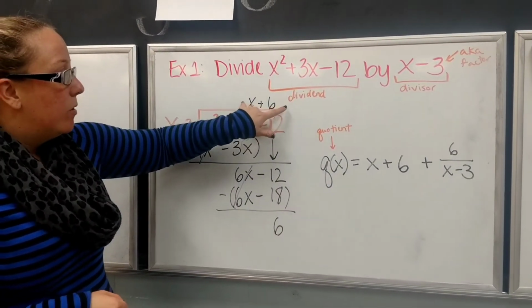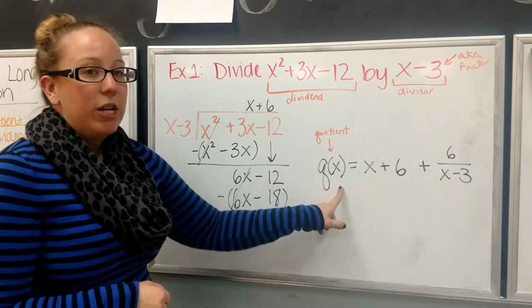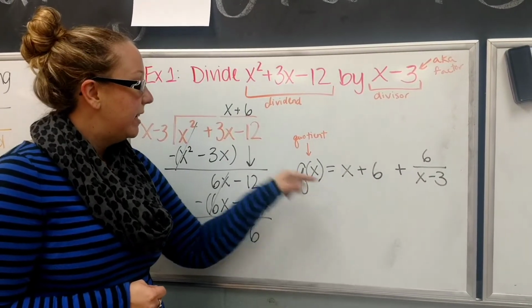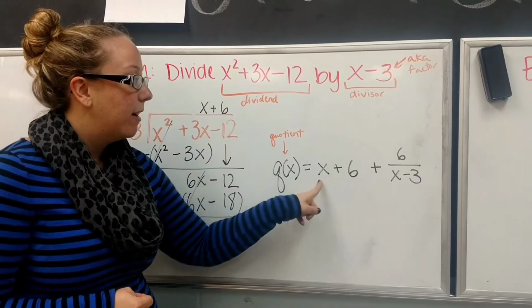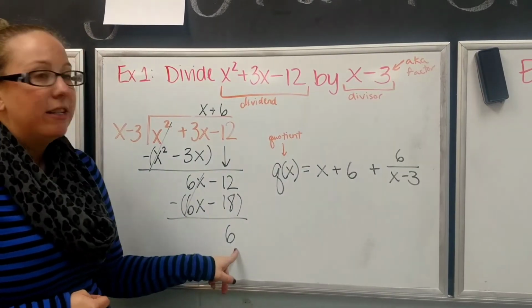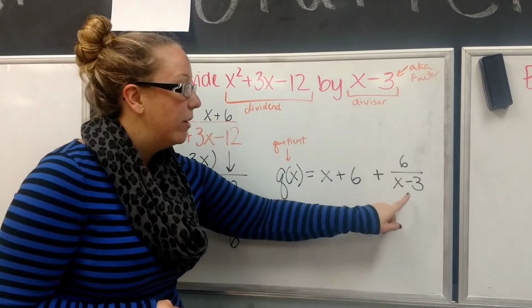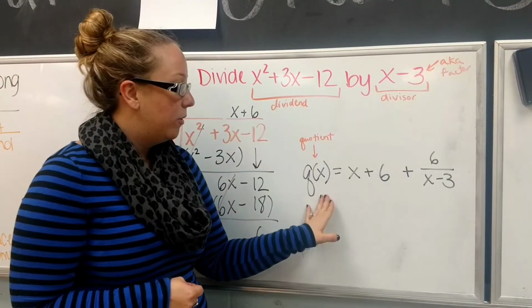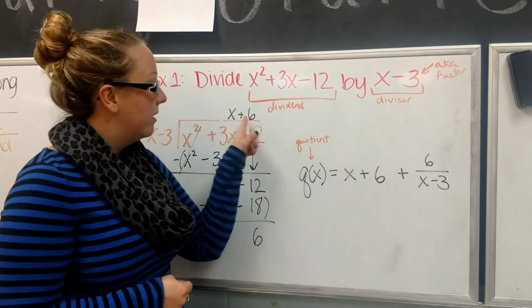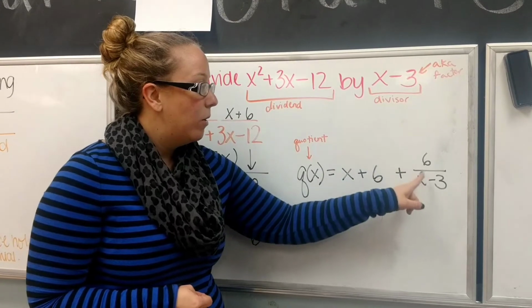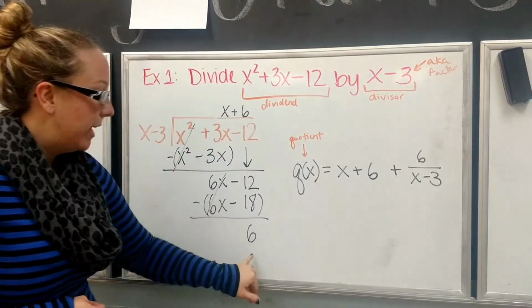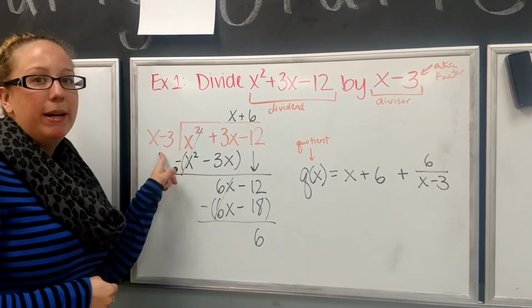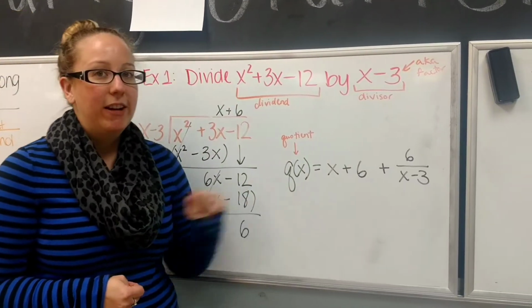So like I said, your quotient is what ends up here. So your quotient we're going to call q of x, and it's equal to the x plus 6 from up there, plus your remainder as a fraction over your divisor. So my final answer is going to say q of x equals x plus 6 from here, plus 6 over x minus 3. 6 coming from here, x minus 3 coming from here. And that's your answer.